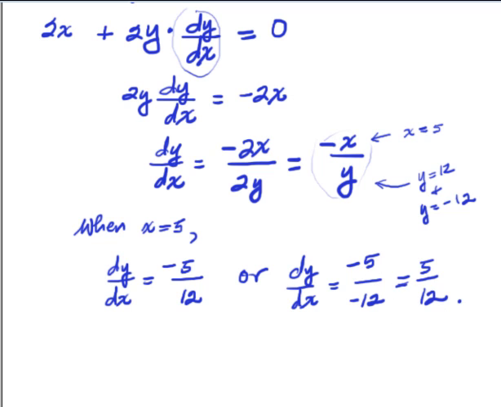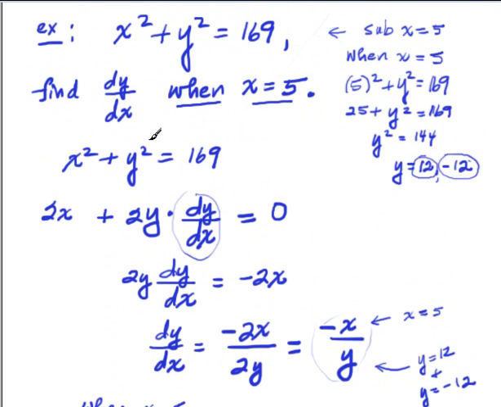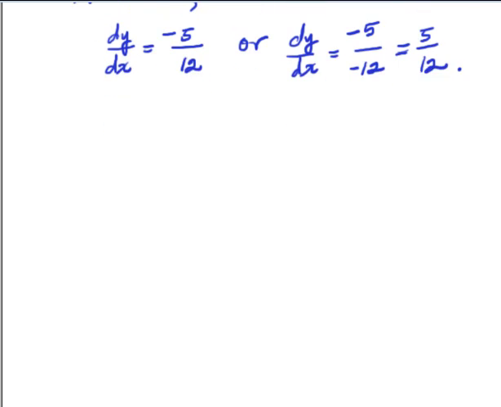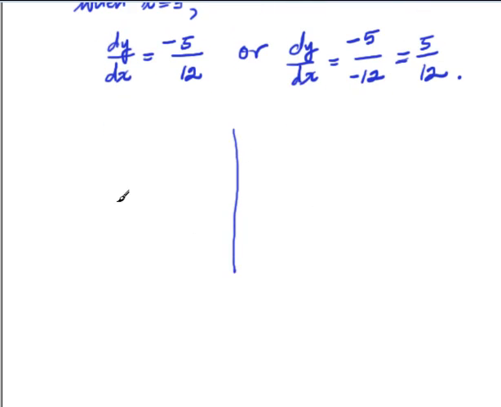Now that's not surprising because this equation, x squared plus y squared is equal to 169. 169 is 13 squared. This is a circle with radius 13. 13 squared is 169. So let's just look at the picture that we have here. Okay, we have, let's just draw a circle.